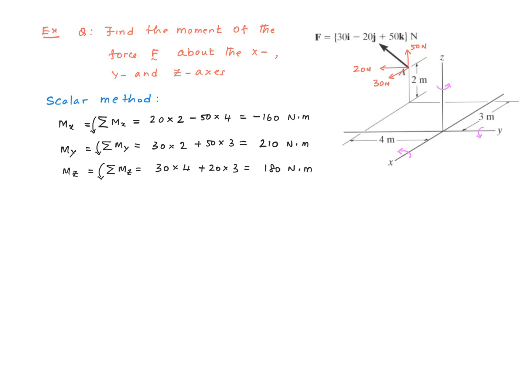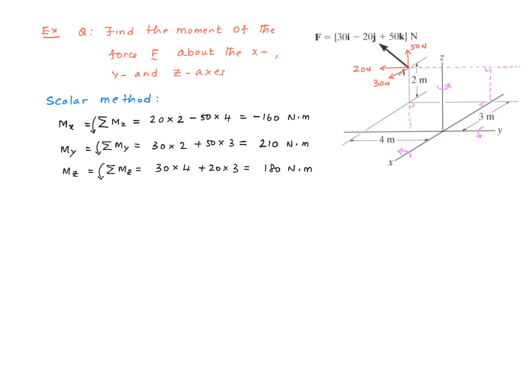So we need to find the perpendicular distance from the x-axis and the direction, right? So here is the line of action of 20 Newton, and this is the perpendicular distance to that. So perpendicular distance is exactly equal to 2 meters, right? So that's what I have over here. And you can also see that this force is going to be twisting the x-axis in the counterclockwise direction, and that's why I have a positive sign in front of that.